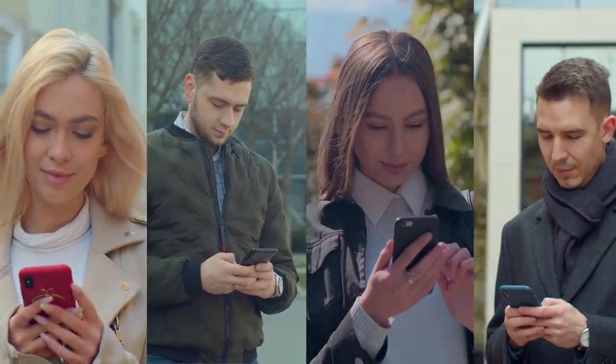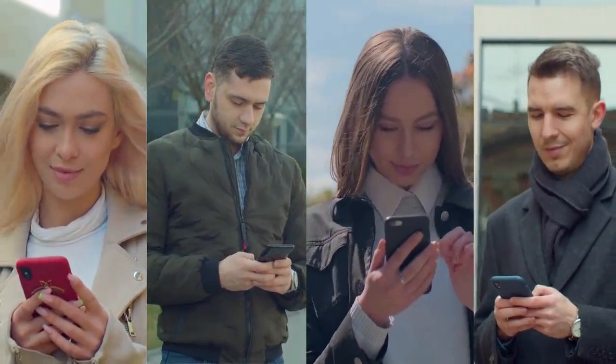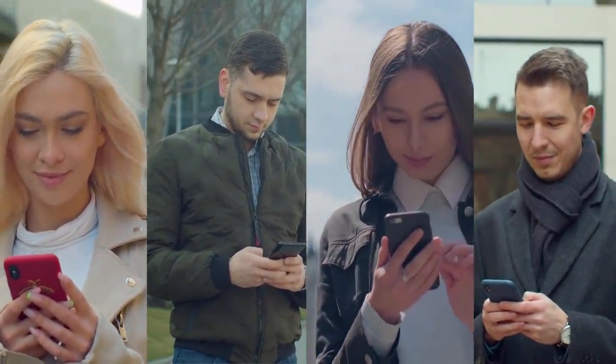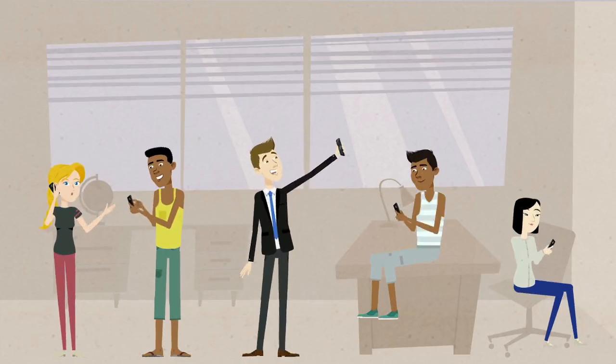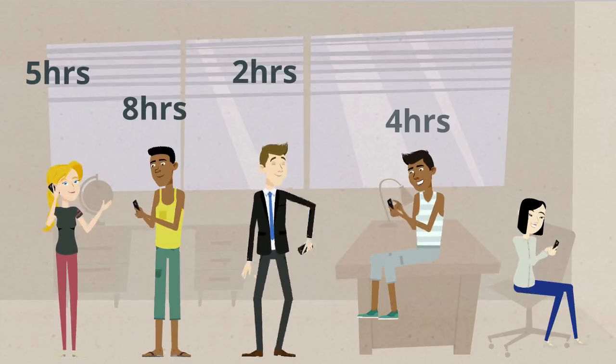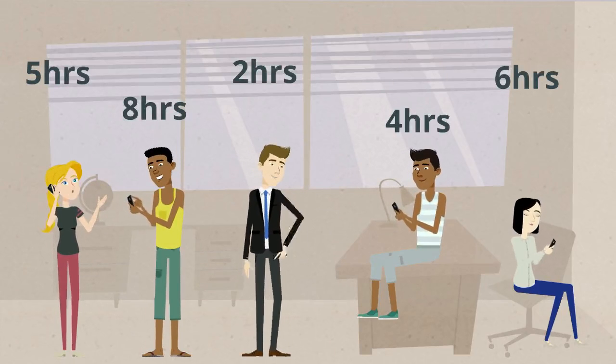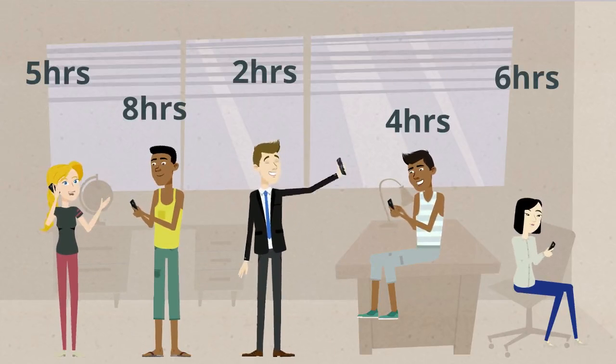For example, I want to find out the average time that my coworkers spend on social media. In this example, my coworkers have each given me the amount of time they spend on social media on a single day. This is just an example. So for the 5 coworkers, the numbers they have given me are 5, 8, 2, 4, and 6 hours. These numbers will represent your data points or data set.